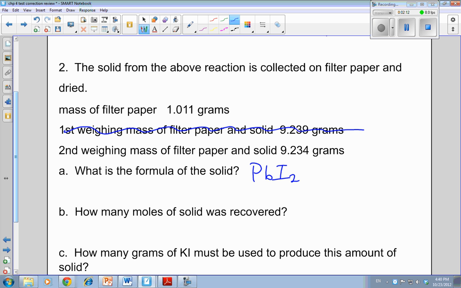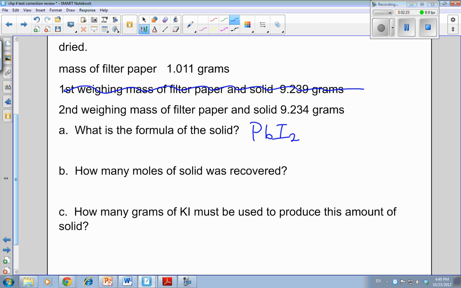So now I've got my problem to figure out. It says B, how many moles of solid was recovered? Well, the first thing I need to figure out is how many grams of the solid was recovered. And so I know that the filter paper and the solid is 9.234. So I just need to subtract the filter paper from the filter paper and the solid. And so when you do that simple subtraction, you end up with 8.228 grams. And so I'm going to start there.